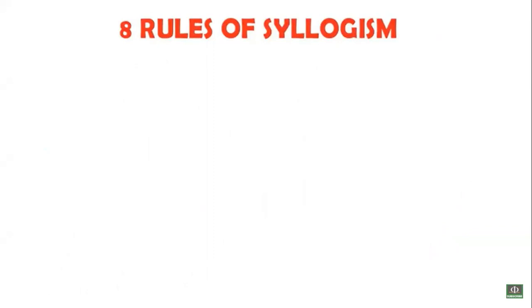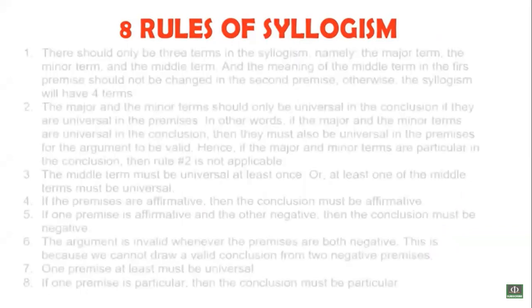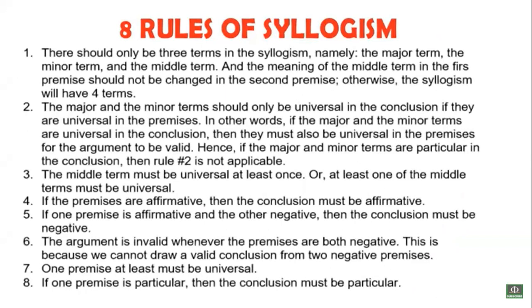It must be noted that all of the 8 rules of syllogism must be met or satisfied for the argument or syllogism to be valid. If at least one of the 8 rules of syllogism is violated, then the argument or syllogism is invalid. Here are the 8 rules of syllogism.